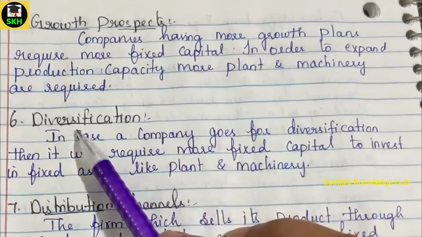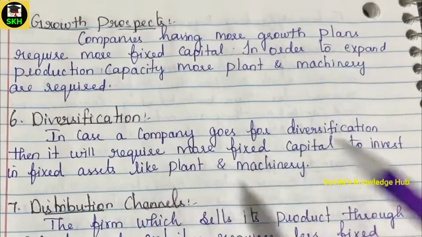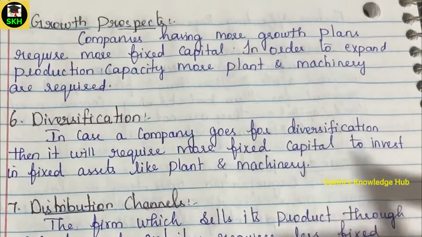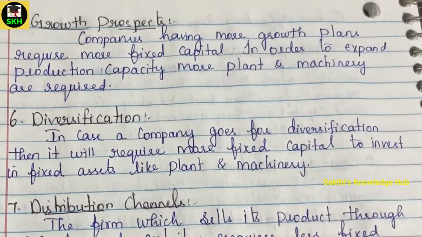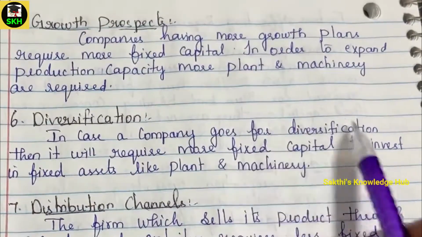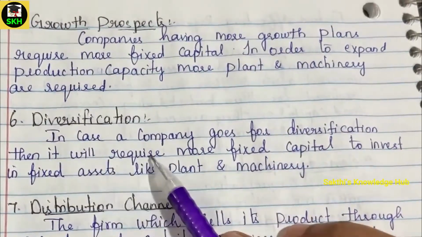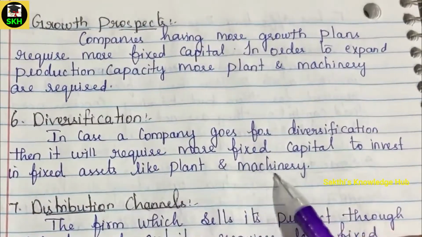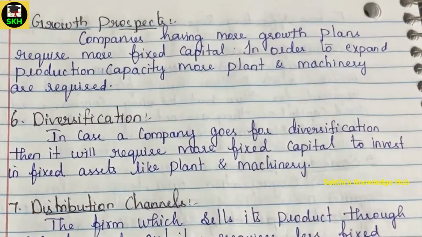And the next is diversification. Any company or organization that has an idea to diversify from one nature of business to another, or from one product to another product, or a multiplication of different products, will be in need of more fixed capital. In case a company goes for diversification, then it will require more fixed capital to invest in fixed assets like plant and machinery.